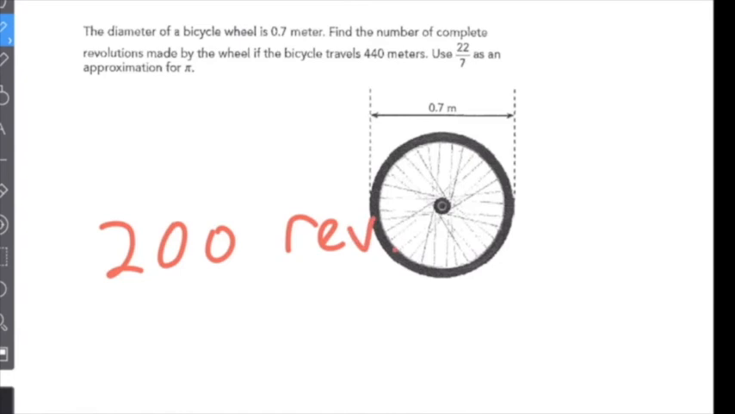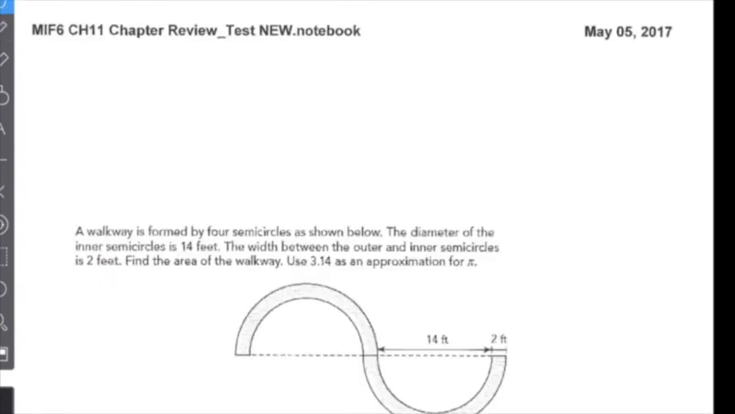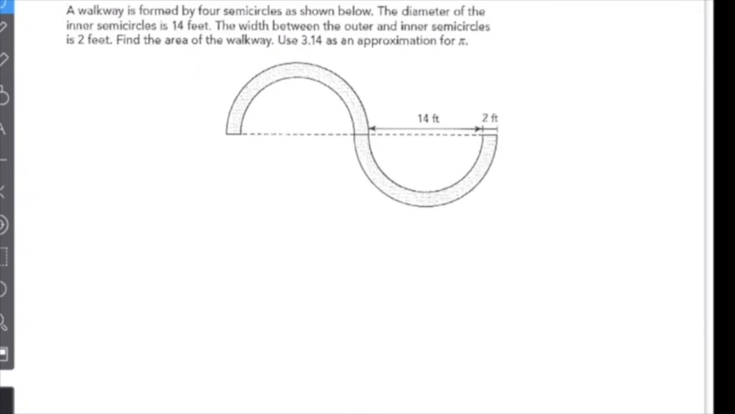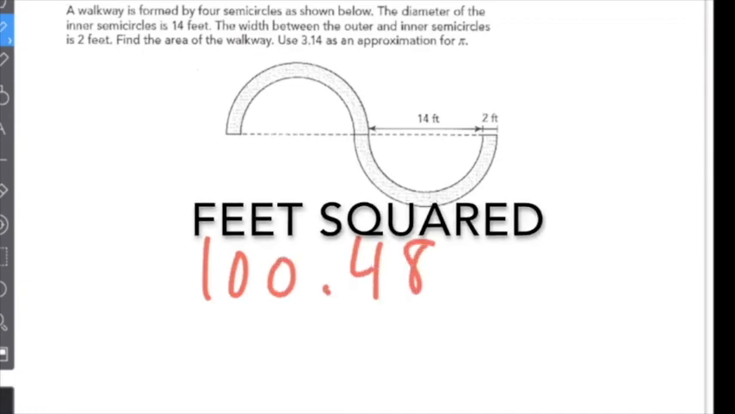Next one. This one was also in our homework from 11.3. I'll give you the answer, though, if you want to go back and look at how to do it in the 11.3 video, but it's 100.48 feet.